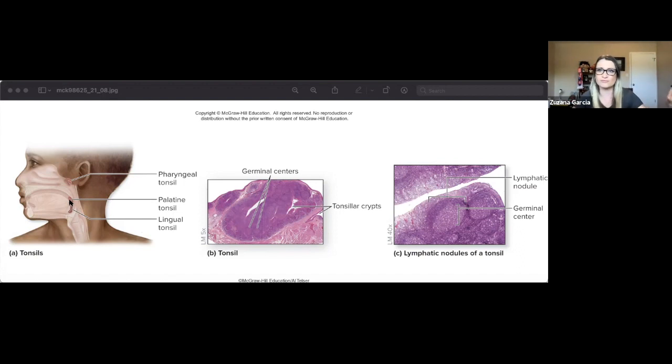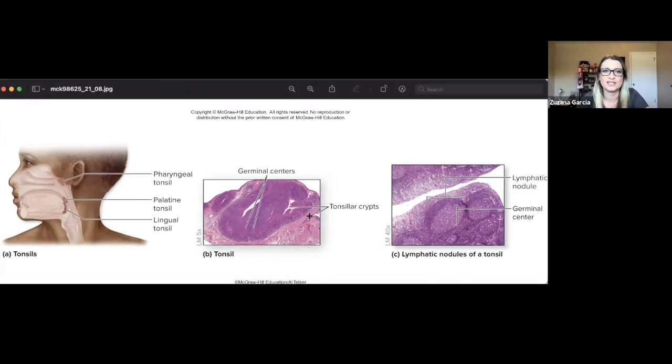If you go to a mirror and open your mouth and stick out your tongue and look inside of your oral cavity, if you have palatine tonsils, you should be able to actually see them. So those are palatine tonsils.